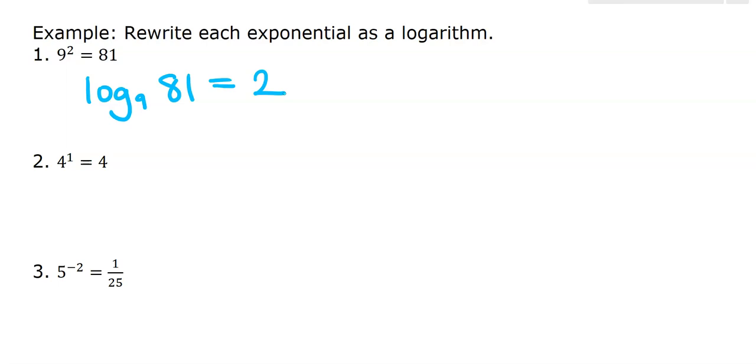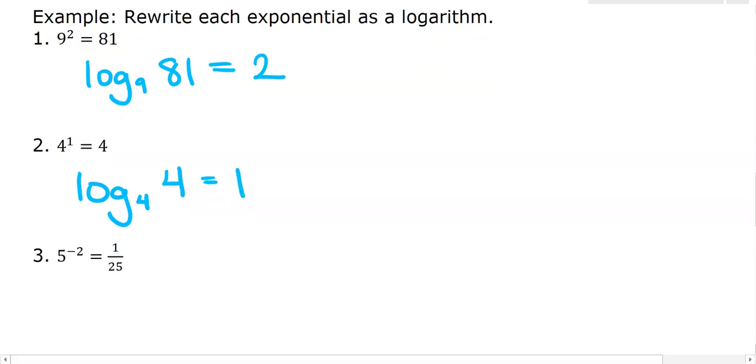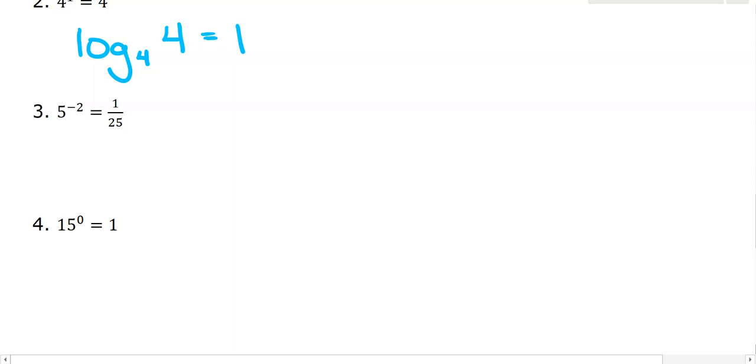All right, it looks like we're getting this figured out. So we have log 4, like a little 4, then bring over the big 4, and that should have been equal to 1. For number 3, we've got that negative exponent again, which is why there's that fraction. So it's log 5, bring over the 1 over 25, and that should equal negative 2.